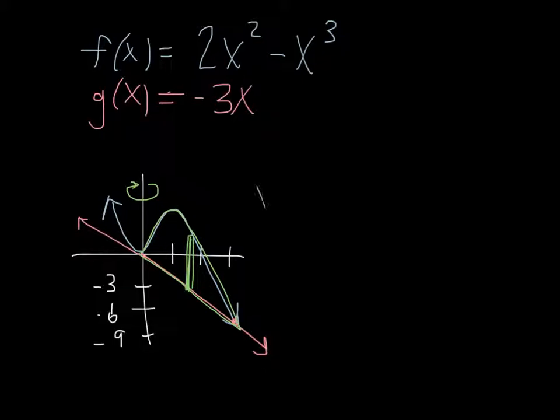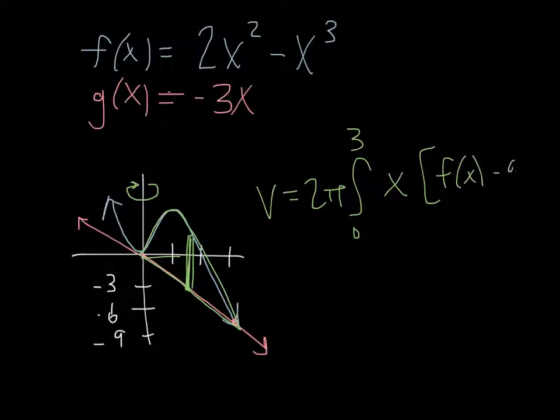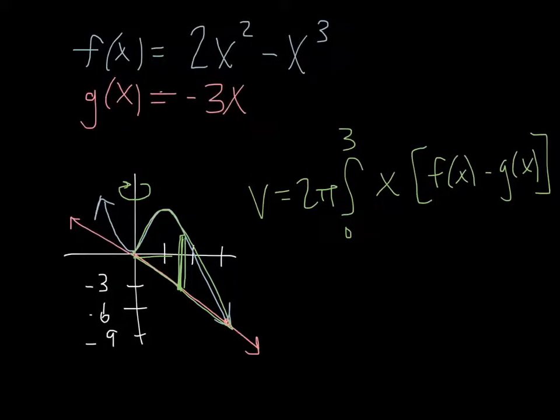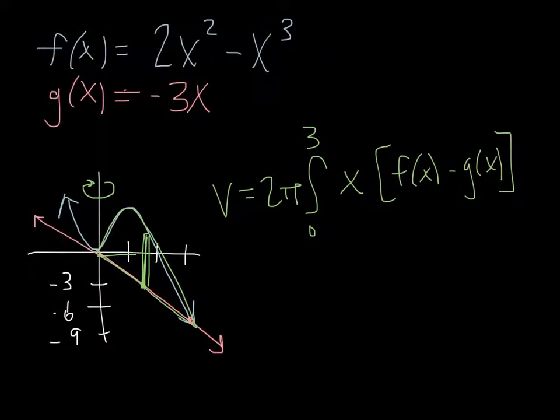So the volume is going to be 2 pi integral from 0 to 3. This distance from my rectangle to the axis is x. The height is going to be the top function minus the bottom function. And then I'll just plug it into my calculator.